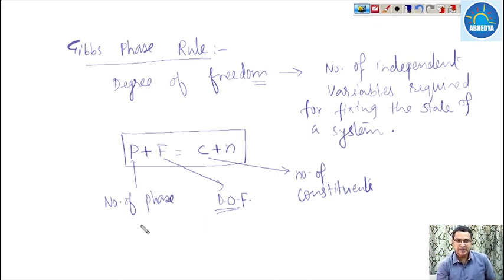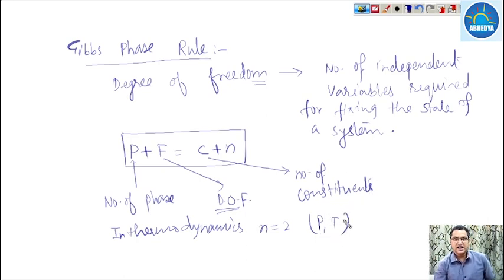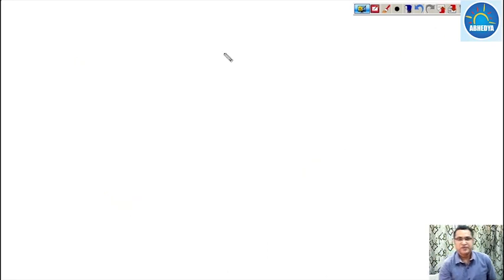In thermodynamics, we take N as equal to 2 because we consider pressure and temperature as independent variables, and with the help of these two we find it out. So for thermodynamics, P plus F is equal to C plus 2. This is our Gibbs phase rule. P plus F is equal to C plus 2. Now see, with the help of P plus F is equal to C plus 2.